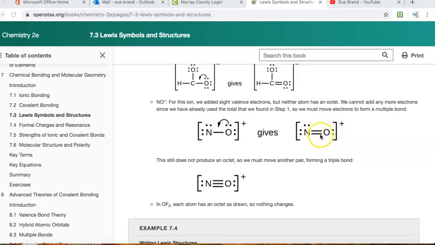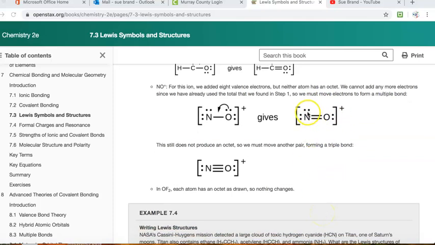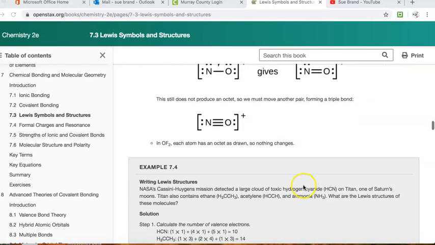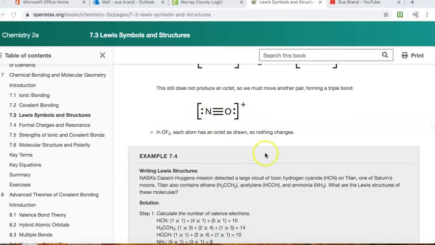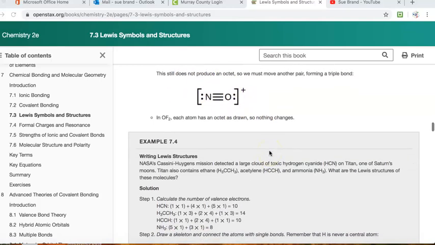Now we have 2, 4, 6 around oxygen, and 2, 4, 6, 8 around nitrogen. Well, that's not going to work either because we need to have 8 electrons around oxygen. So again, we take another lone pair from nitrogen this time and make a triple bond. When we do that, we have 8 electrons around nitrogen and 8 electrons around oxygen. Finally we have a structure that obeys the octet rule for both elements.